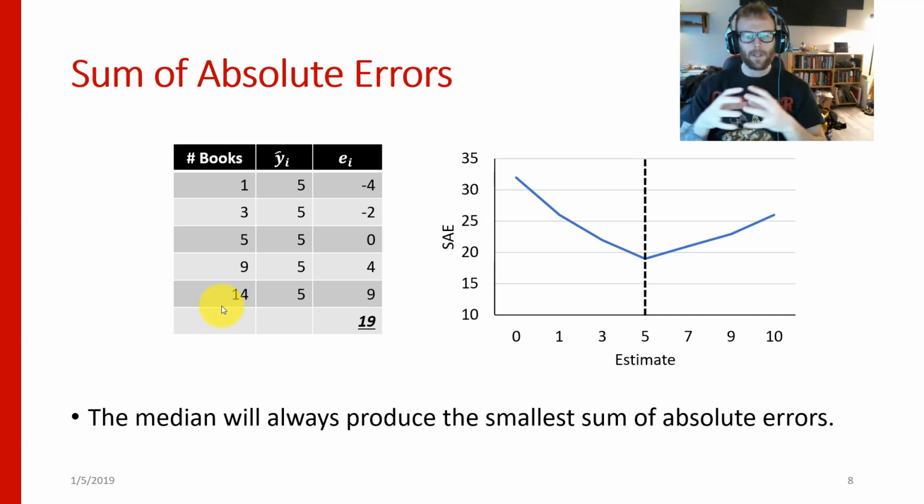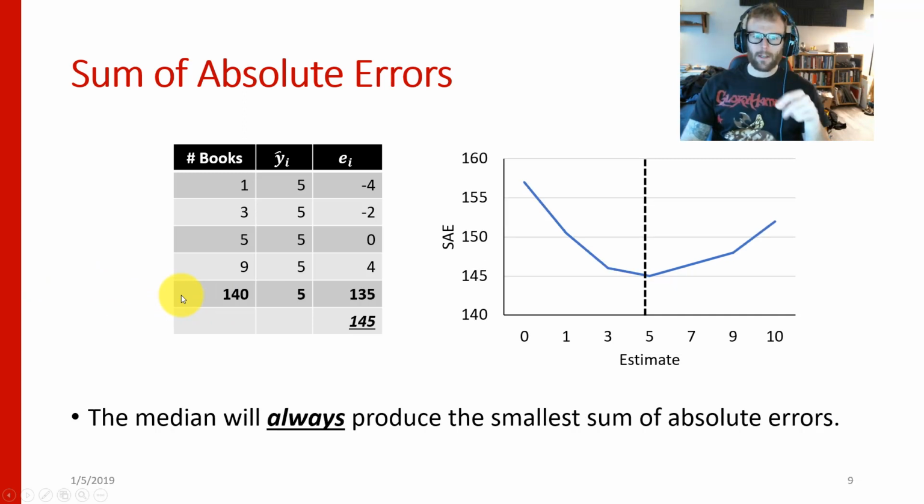And an interesting property of the median is that it will always produce the smallest sum of absolute errors, regardless of the distribution. And we can see that by changing one of these scores. So we're going to change this 14 to a much larger value. So let's say instead of 14, this student read 140 books. Maybe that's a data entry error, or maybe this is just a super motivated student, or maybe they count comic books as books, right? Whatever the reason, this person has 140.